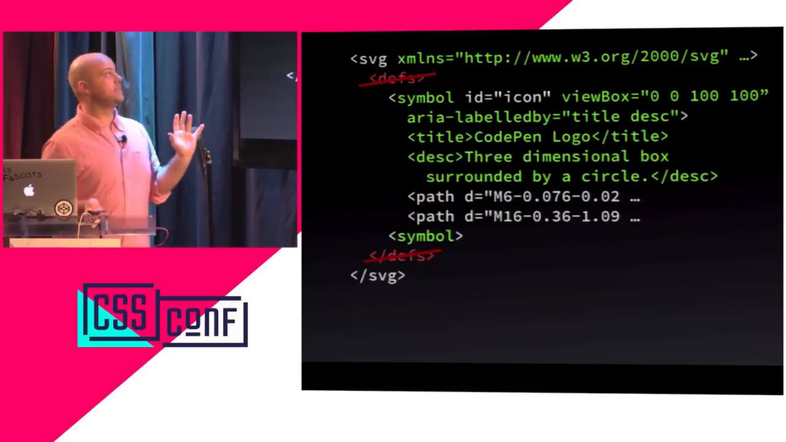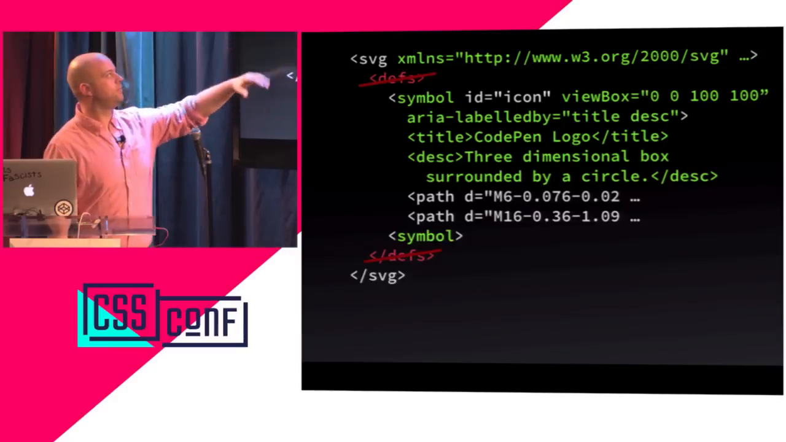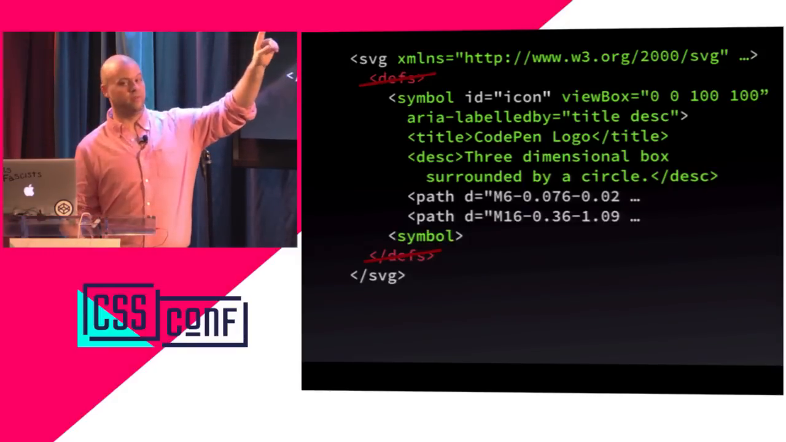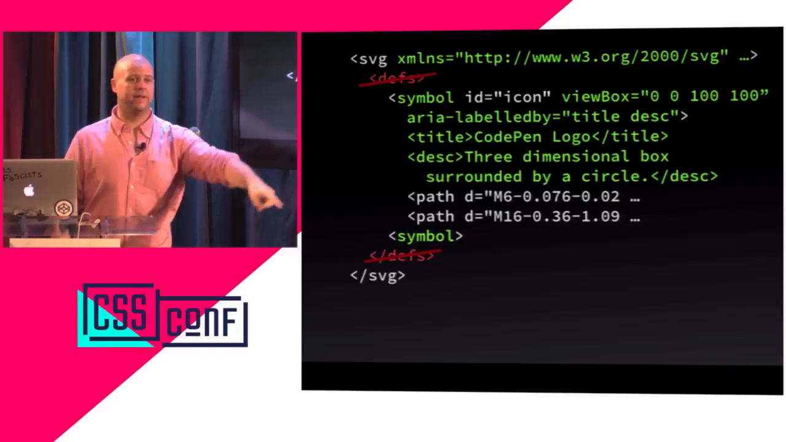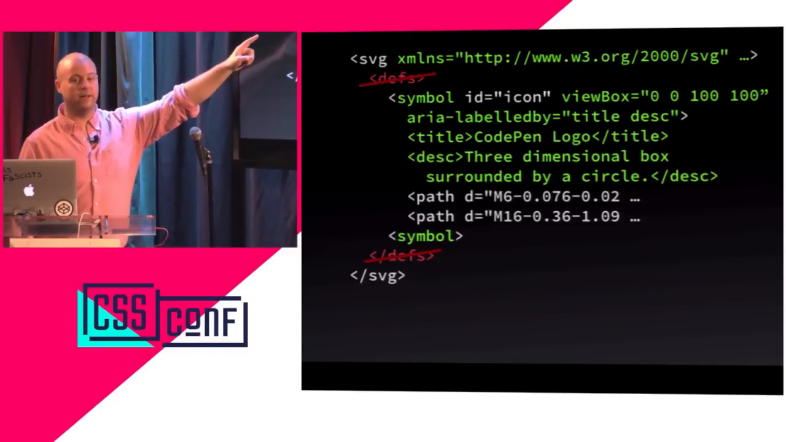But let's replace it with a symbol tag. You don't really need def. Symbols don't draw automatically. You could leave it in there. That doesn't really matter. On the symbol tag, we're going to put the view box, which is the context in which the shapes are drawn. The correct ARIA labels are on there.